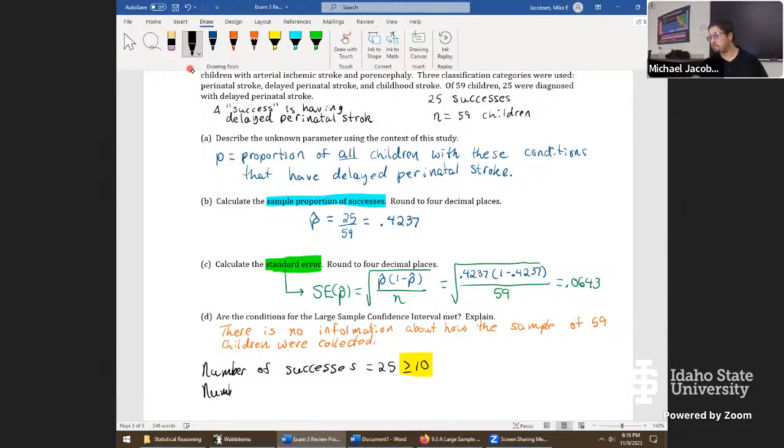Number of failures. Well, it ought to be larger, so we're definitely in good shape. I would take as a formula the sample size n minus number of successes, which was 25. So this is 59 minus 25, leaving us with a 34. Also greater than or equal to 10.